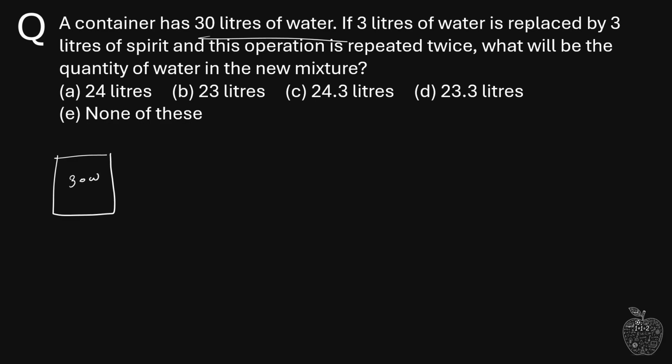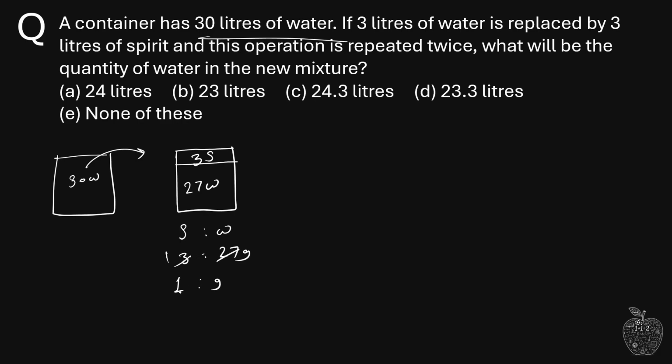If 3 liters of water is replaced by 3 liters of spirit, now from this we remove 3 liters of water and replace it with 3 liters of spirit. So after doing that, when we remove 3 liters of water, we are left with 27 liters of water, and the remaining 3 liters is spirit, right? So in this mixture, the ratio of spirit and water is 3:27, or I can say that this is 1:9. All right. And this operation is repeated twice.